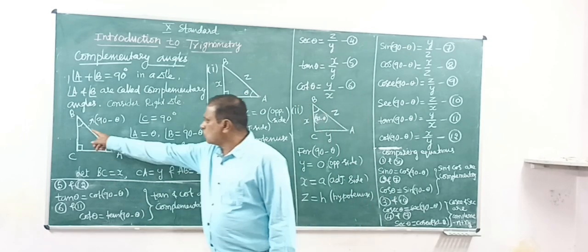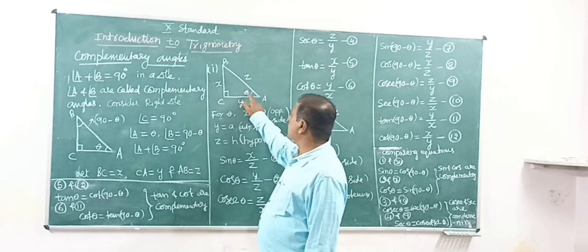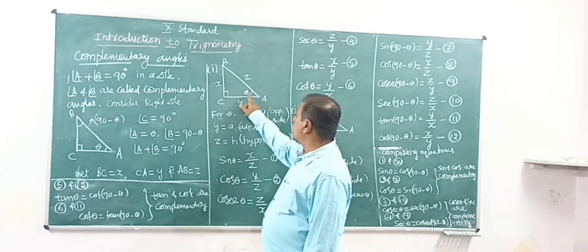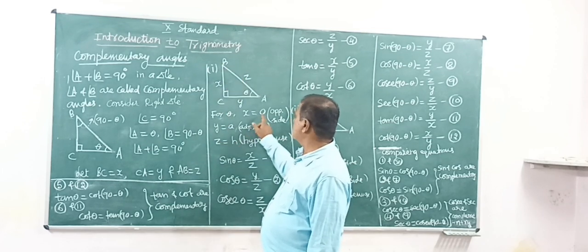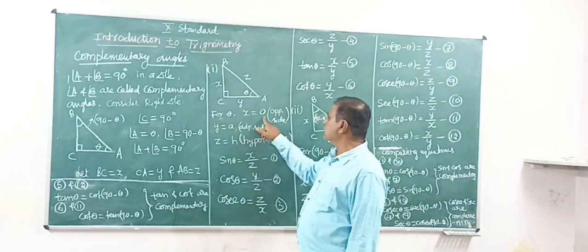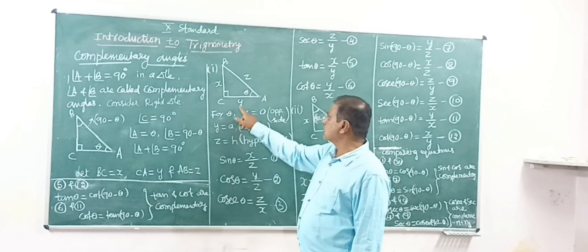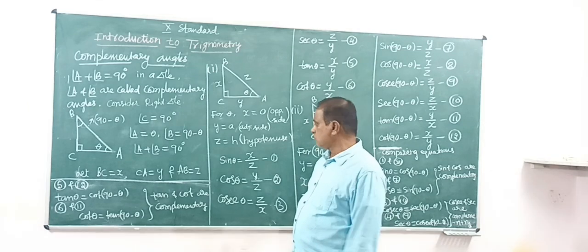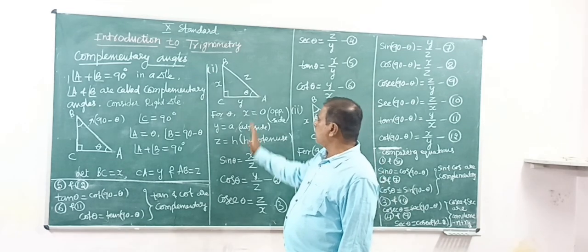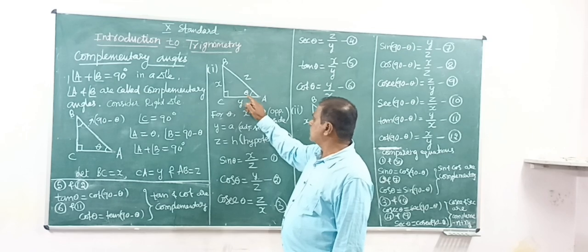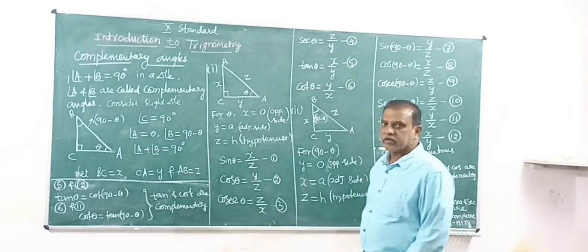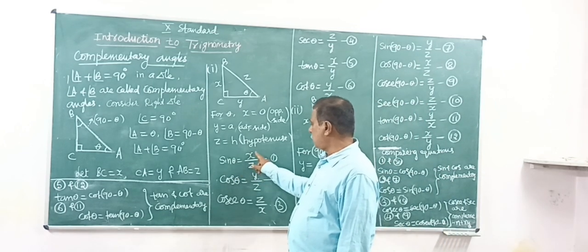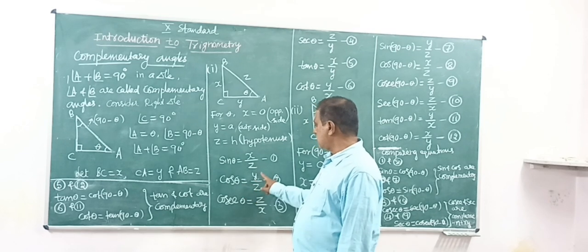Among these two angles, let us first consider this acute angle, theta. For this angle, this length is called the opposite side. X equals opposite, y equals adjacent. This length is the adjacent side and this length is called the hypotenuse. With respect to this angle, let us write all the trigonometric ratios. Sin theta, as you know, is opposite by hypotenuse. Cos theta is adjacent by hypotenuse.